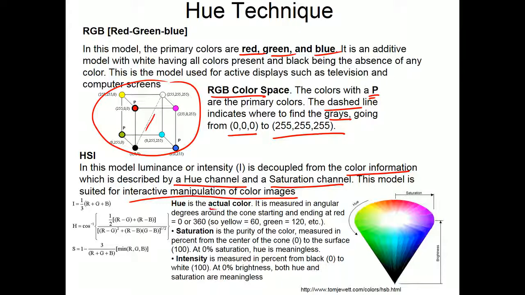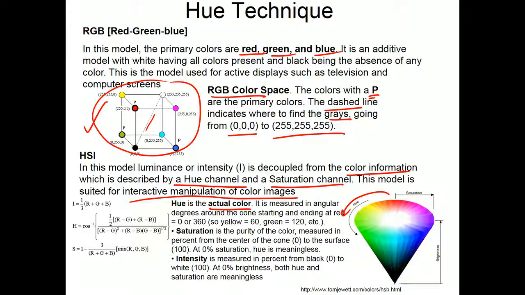Hue is the actual color. It is measured as an angle in degrees around the cone, starting and ending at red. So, it is like a cone, whereas the earlier one was like a cube. Hue is basically the angle. You start from red, end at red, and pass through all these colors.